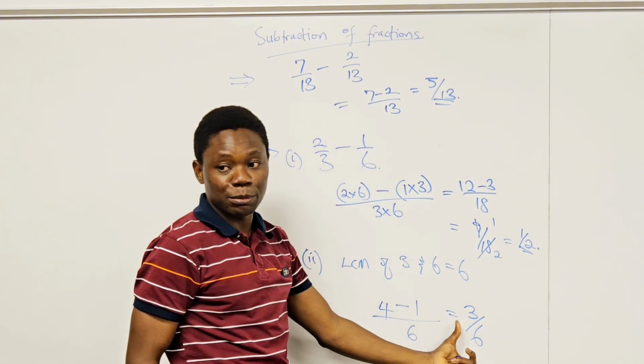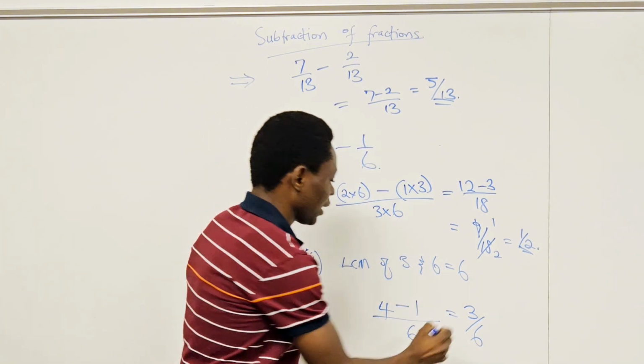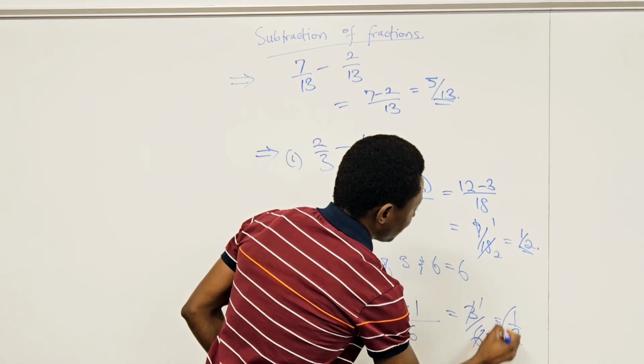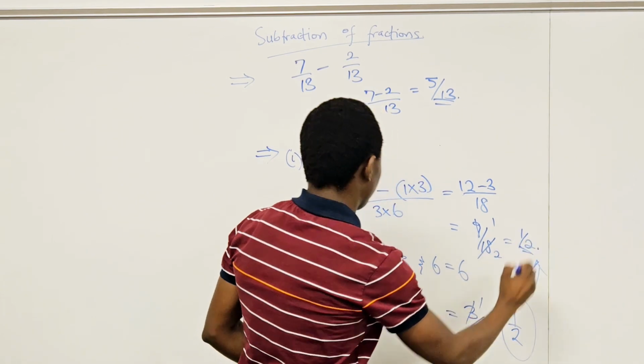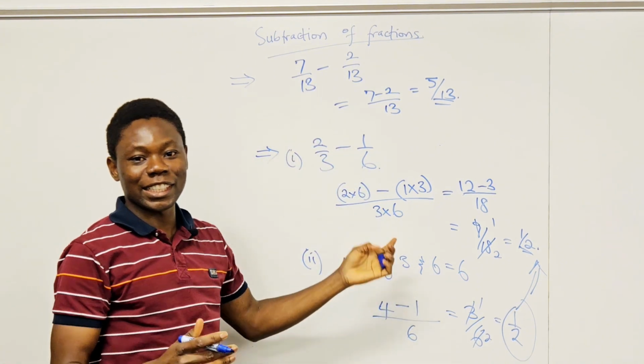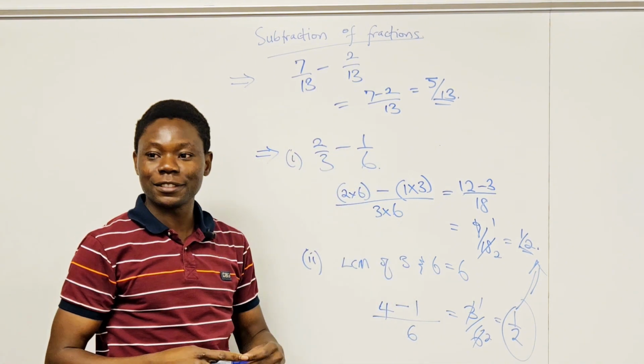Right? 3 over 6 can be broken down further. 3 here, 1, 3 here, 2. And that also gives you the same result of 1 over 2. Right? The same approach, the same methods.